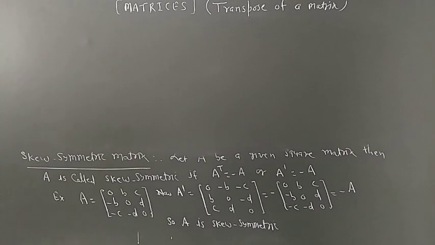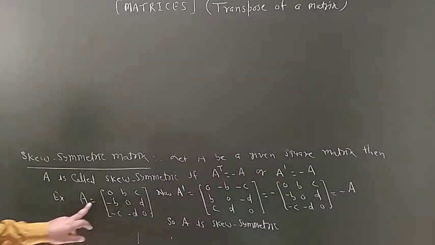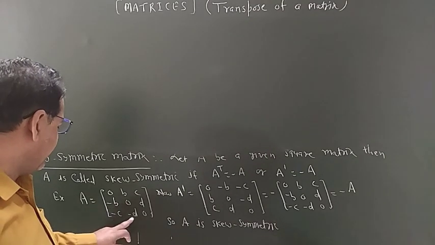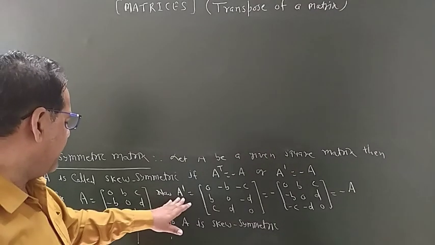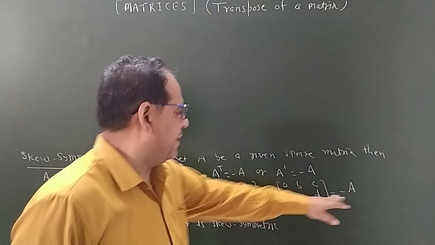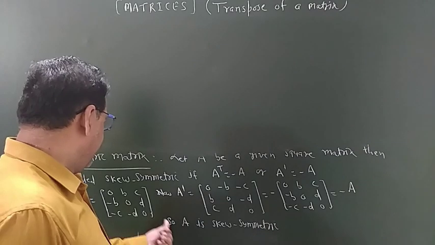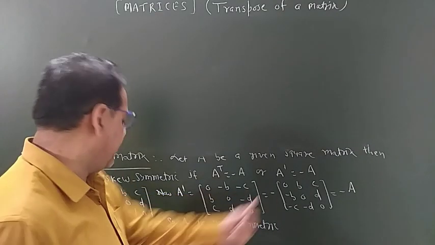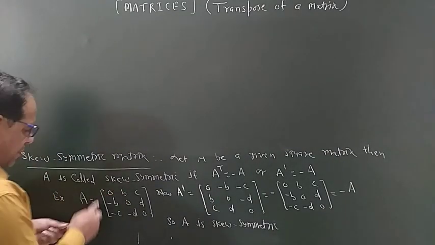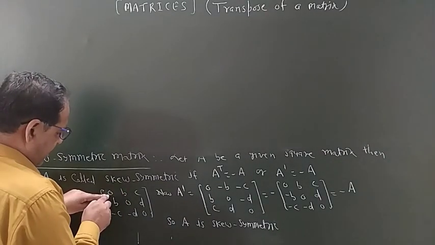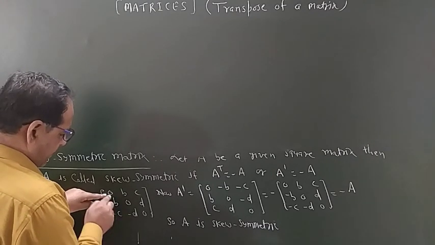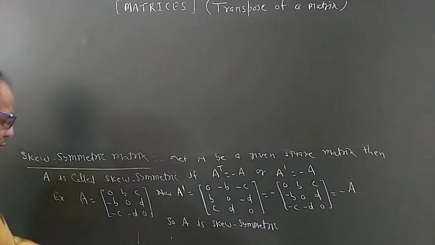So in skew symmetric matrix, in this example we have A equal to 0 B C, minus B 0 D, minus C minus D 0. We first find the transpose of A and take a minus sign, so we again have minus A. This shows that because A dash equals minus A, A is a skew symmetric matrix. So we are observing here in a skew symmetric matrix, first, the elements of the principal diagonal are 0.